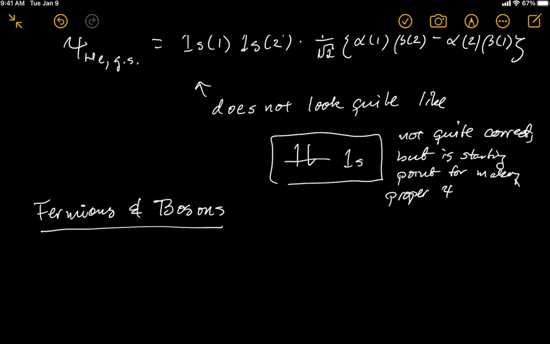So we always start with one of these diagrams, but then we have to take an extra step to make a proper wave function, and then we can use that wave function to simulate experiments, to calculate energy levels, and that sort of thing. But we can't make predictions until we have a proper wave function. Okay, so back to fermions and bosons.